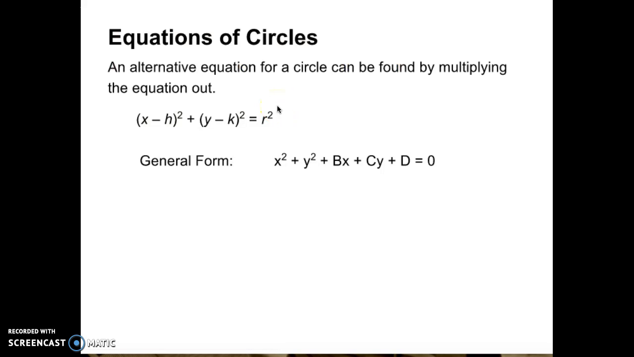So I wrote above the standard form for the equation of a circle: (x minus h) squared plus (y minus k) squared equals r squared. The general form is x squared plus y squared plus bx plus cy plus d equals 0. In general, that looks like a lot of stuff, but all we're really going to do is FOIL stuff out and move it around to get the general form. So let's take a look at a few examples.